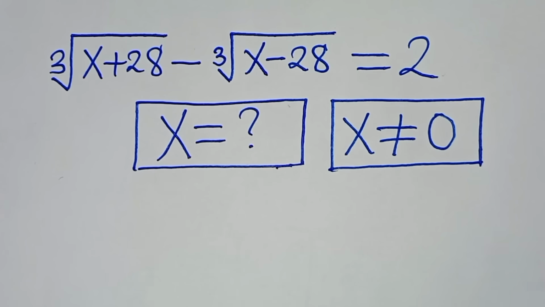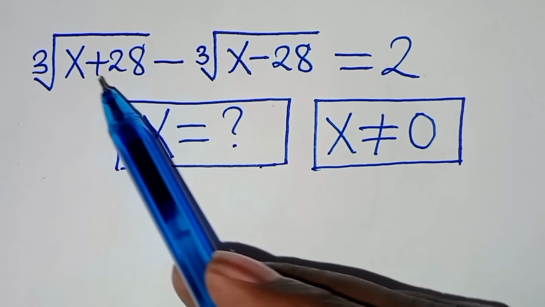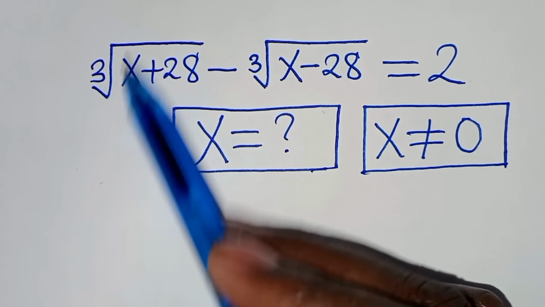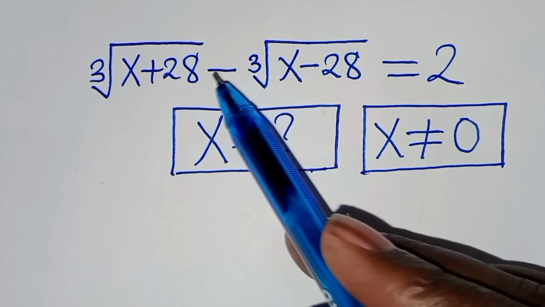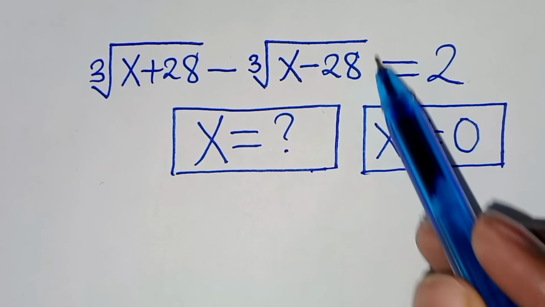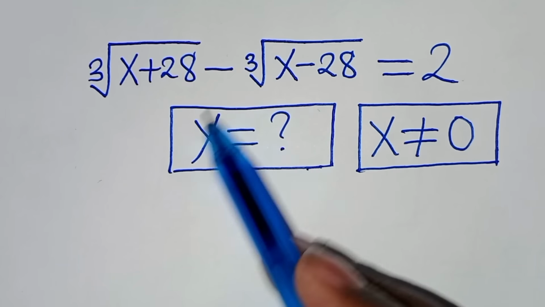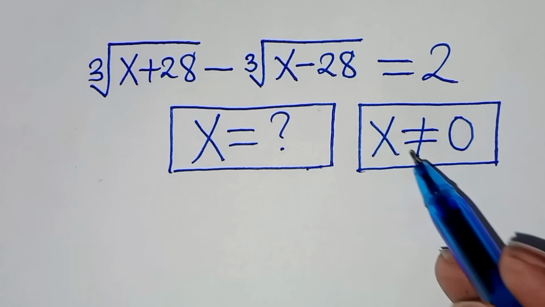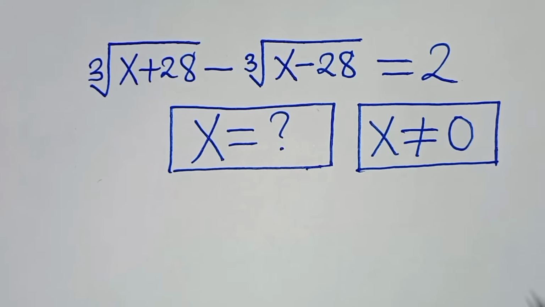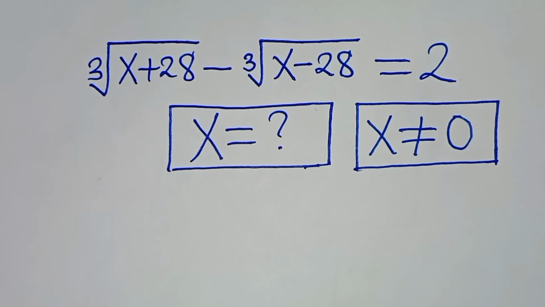Hello everyone, you're welcome to solve this nice algebra problem: the cube root of x plus 28 minus the cube root of x minus 28 is equal to 2. What are the values of x, given that x is not equal to 0? So let's begin the solution from here.